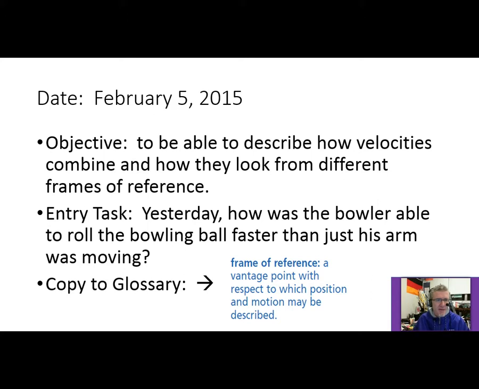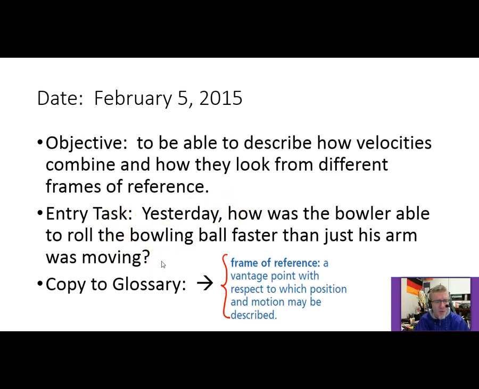Our objective: we want to be able to describe how velocities combine and how you observe them from different frames of reference. And that's going to be a word we need to put in our glossary for today. So please put this term in your glossary, frame of reference. And also, if you'd be so kind as to think about this entry test.